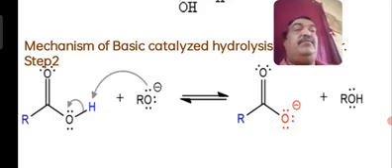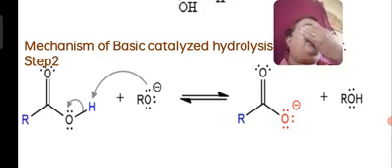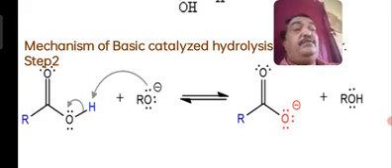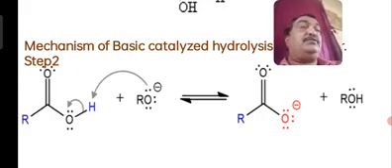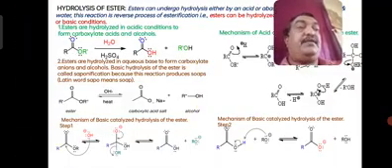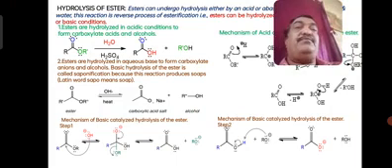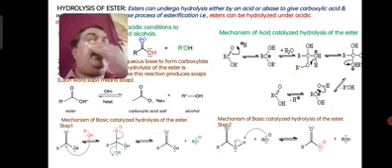Okay, so there is a formation of your alcohol, OR, but RCOO minus will react with either potassium or sodium to form the sodium salt of carboxylic acid, that is your soap. So that is saponification. Okay, so these are the two types of hydrolysis. One is acid catalyzed and another is base catalyzed.